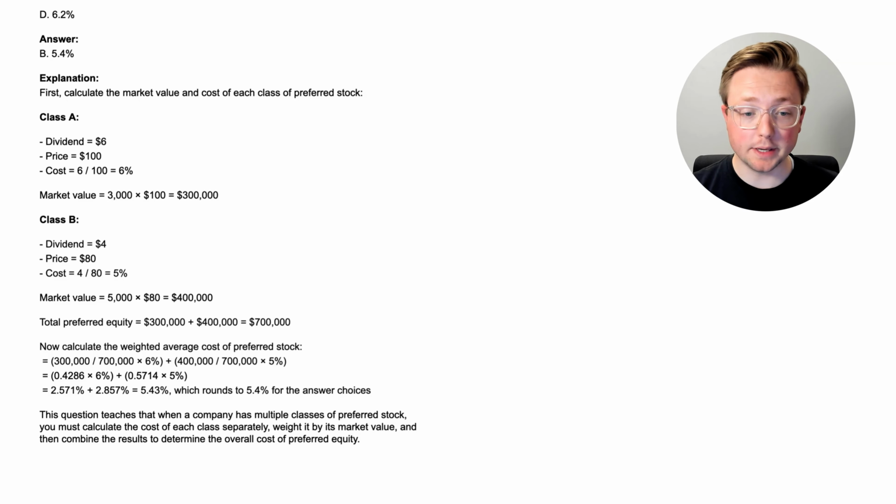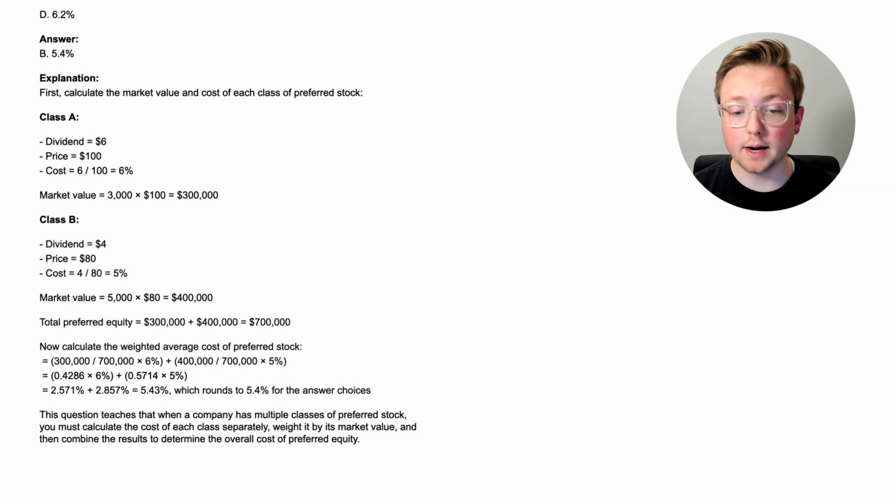Now let's go to Class B. Dividend $4, price $80. So you take $4 divided by $80, and that gives you 5%. So Class B is a 5% preferred stock, or 5% preferred dividends. Then you calculate the market value the same way as before, 5,000 preferred shares multiplied by $80, the selling price per share, and that gives you $400,000. So the market value for Class A is $300,000, and for Class B is $400,000. The total preferred equity value is $700,000.